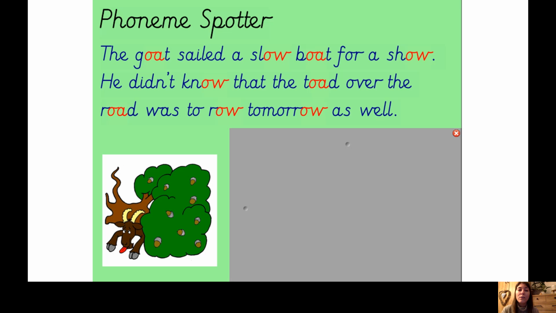Here they are. I've coloured those sounds in red for you. So we've got words like goat, slow, boat, show, no, toad, road, row, and tomorrow. All of those words had our O sound in, the O phoneme that we're looking at today.